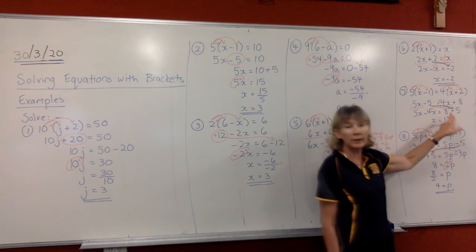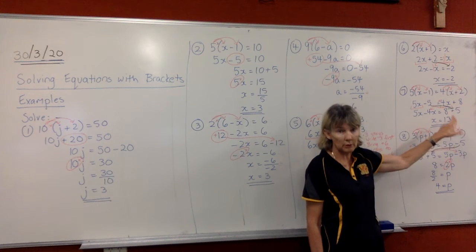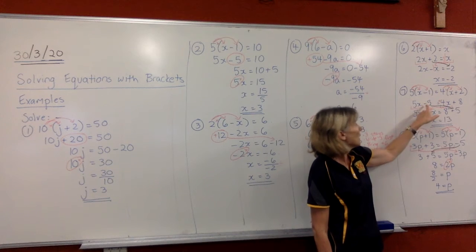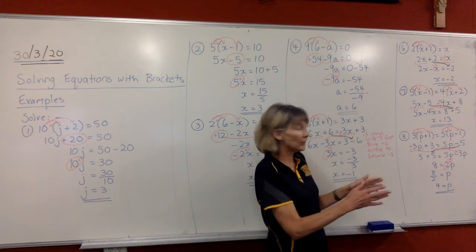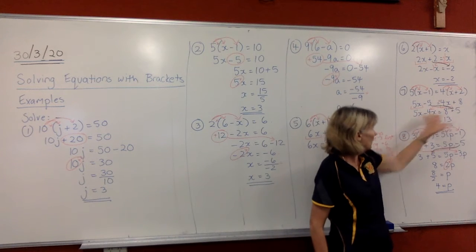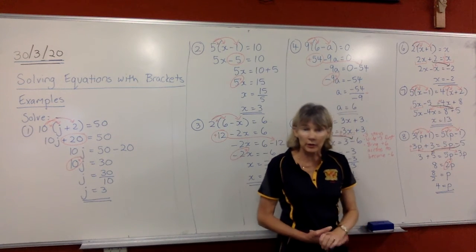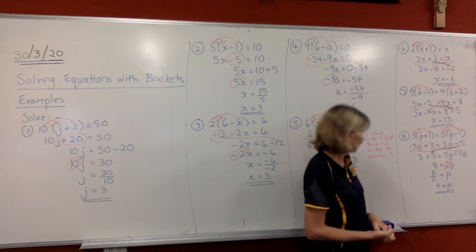The 8 is already there, right at first. Don't forget, right at first. The minus 5 will come across to join it and become plus 5 at the end of the line. Then we collect our like terms and have our answer straight off, x equals 13.